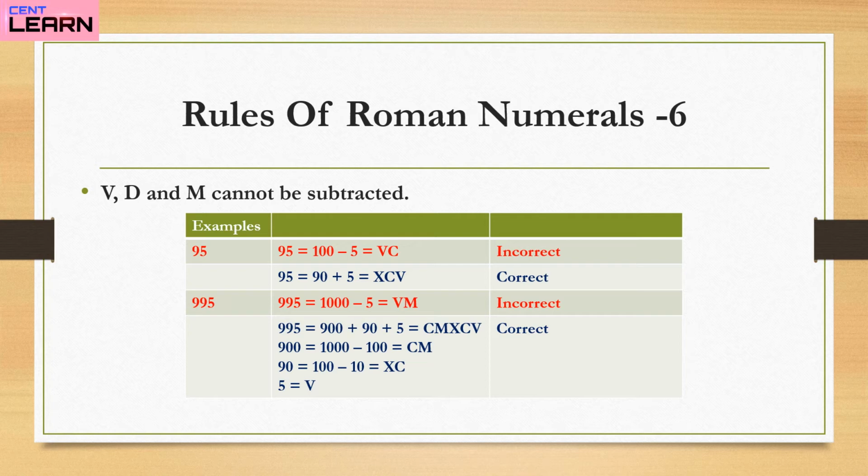Similarly, 995 is equal to 1000 minus 5 is equal to VM. We cannot write like this because both V and M cannot be used in the subtraction operation. So instead we have to write 995 in expanded form, which is 900 plus 90 plus 5. 900 is equal to CM, 90 is equal to XC and 5 is equal to V. So the answer will be CMXCV.